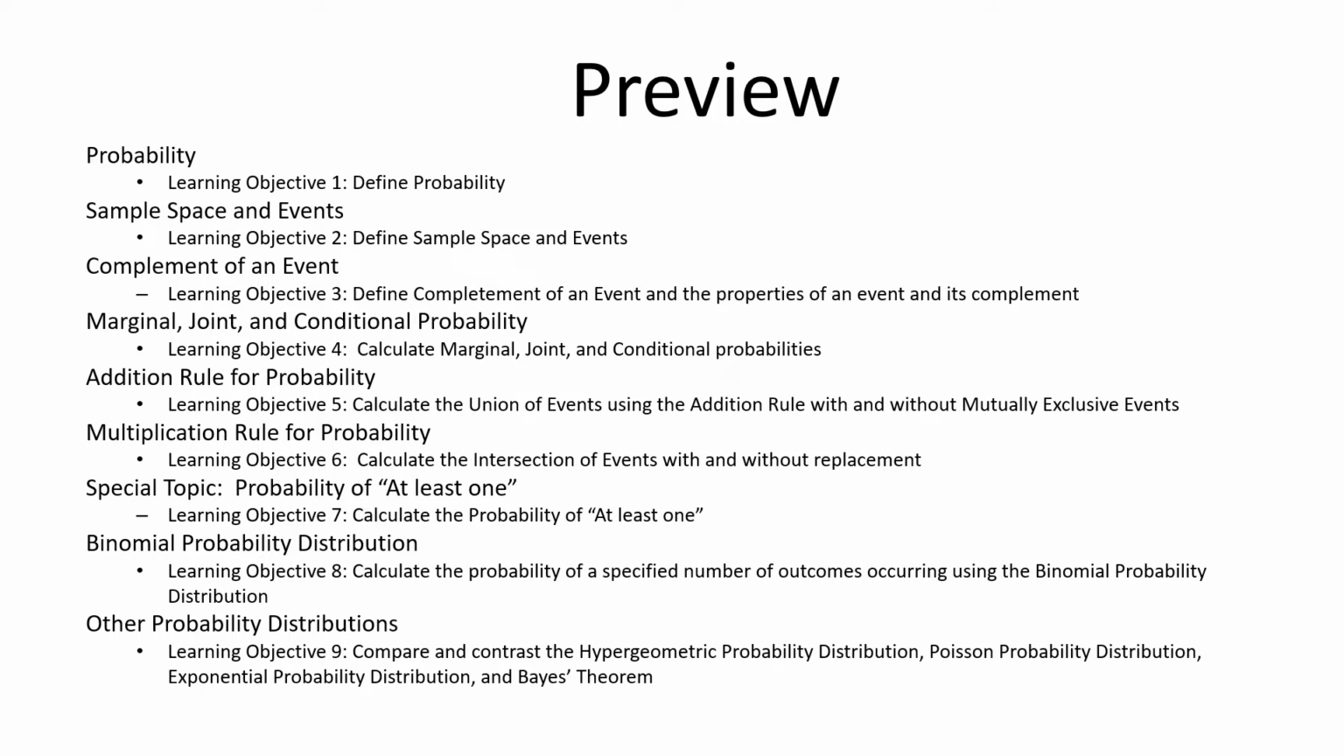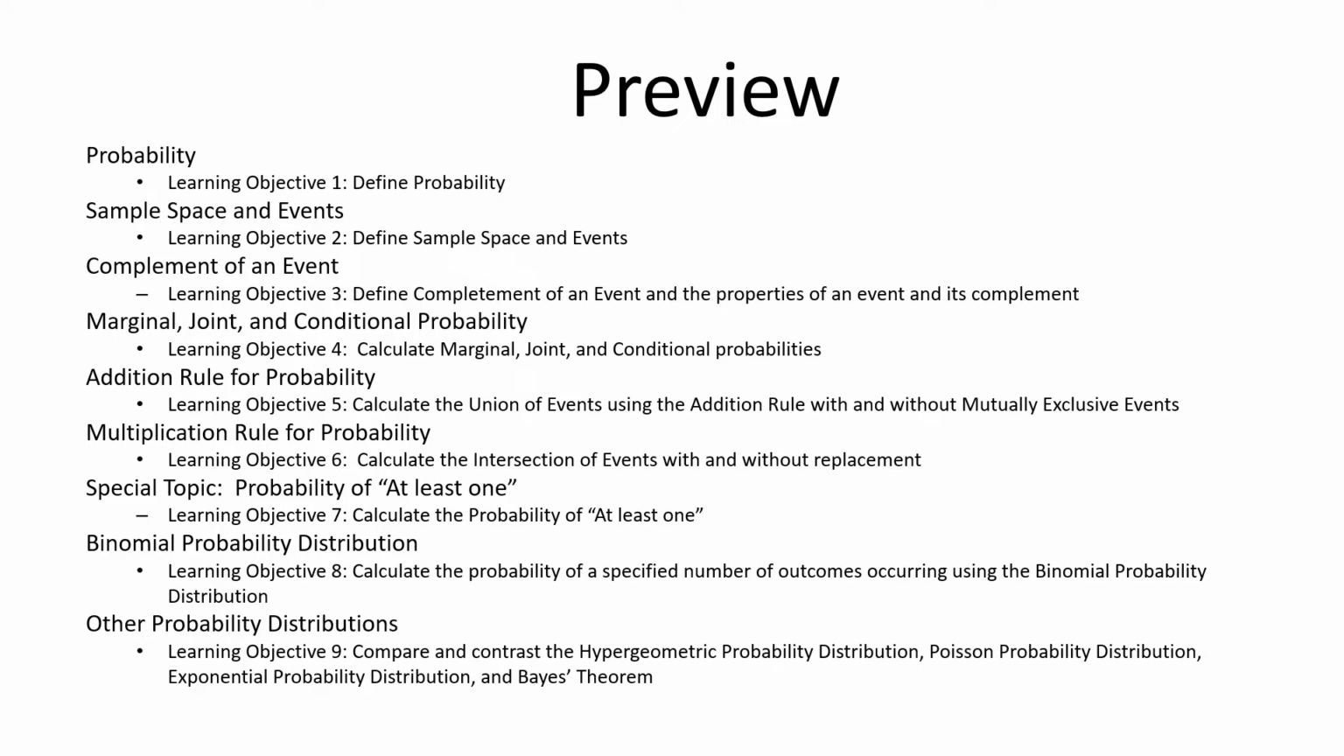First, we've got a very simple one: define probabilities. That's learning objective 1. Then we get learning objective 2. We're going to define something again, so we're still on the topic of basically defining the rules or the basic overview of the topic. We're going to define sample space and events. Then we're going to define the complement of an event and the properties of an event and its complement.